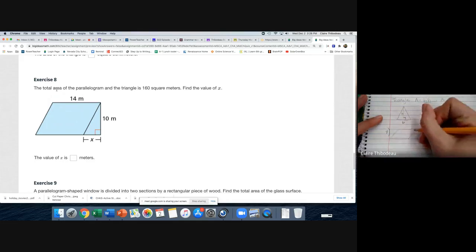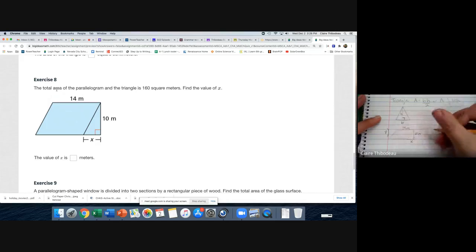We've got this right here would be my parallelogram. So this is my base is 14. And then we've got 10 meters and then x. So we know that the height of both the triangle and the height of the parallelogram is 10. So we can figure out just the parallelogram because we have the base and height. So let's figure that out first.